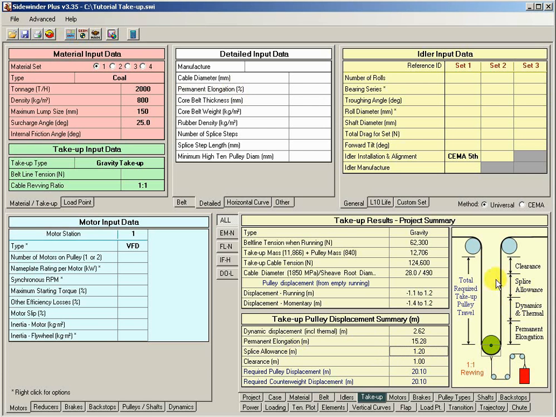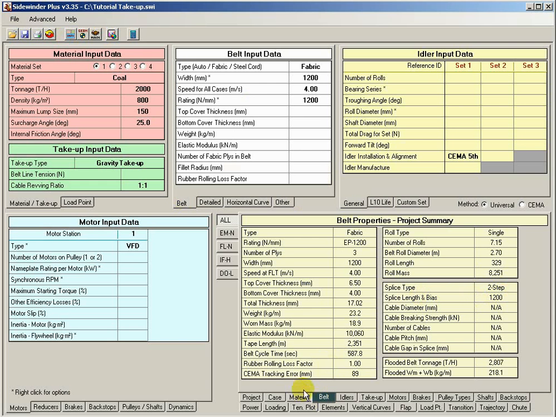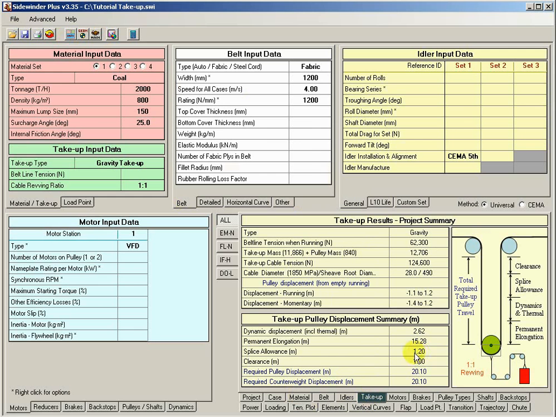Splice allowance is essentially the allowance that we give to add a splice in there. For longer belts, it actually allows 2 splice allowances, and if I click on my belting tab here, I can see this is a 2-step belt. Sidewinder's automatically estimated a splice length, including the bias that we need for the belt, of 1.2 meters. And right there's our 1.2.